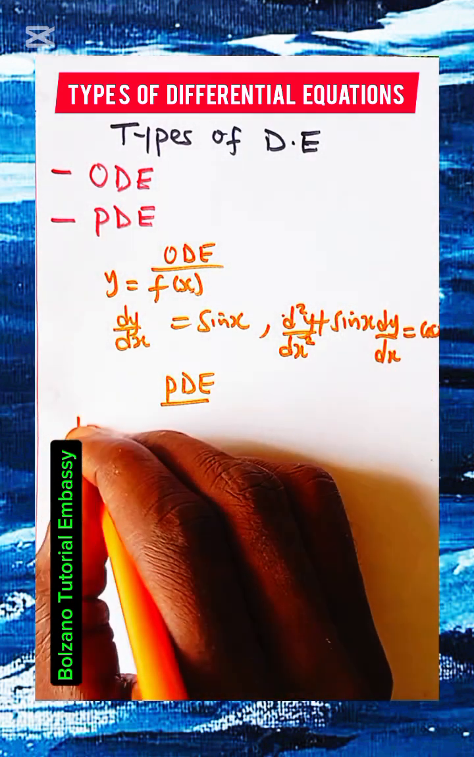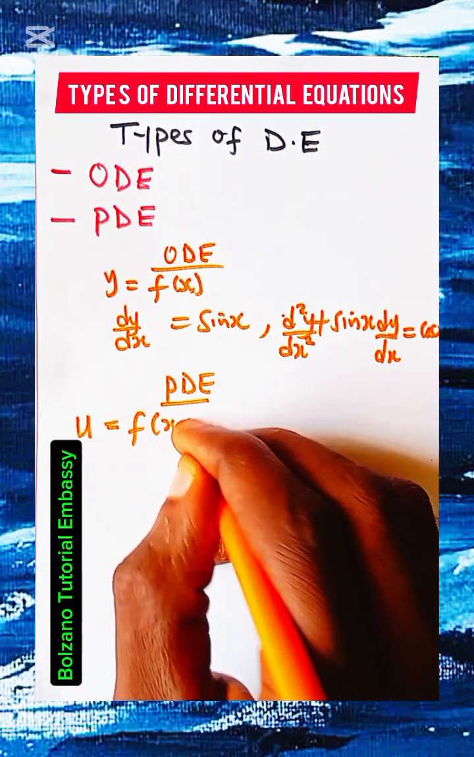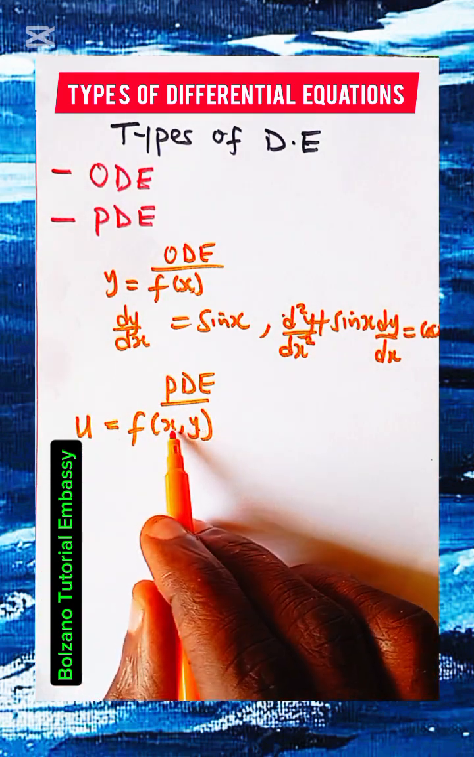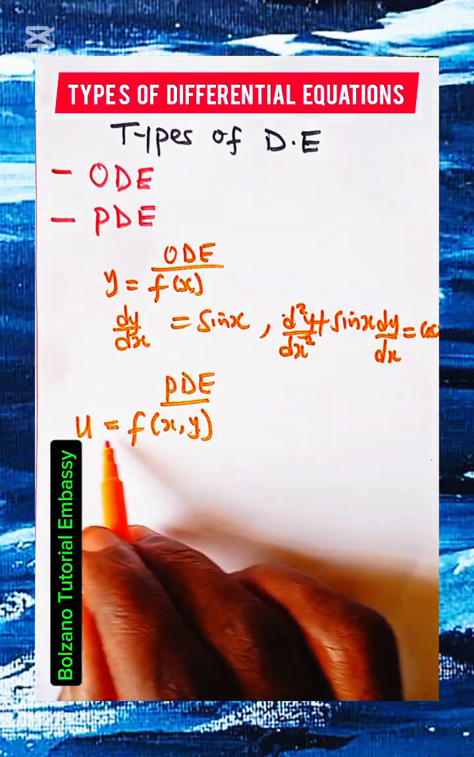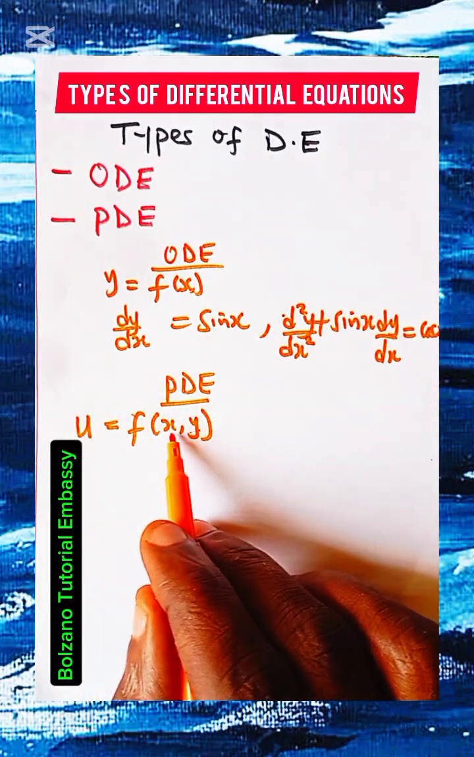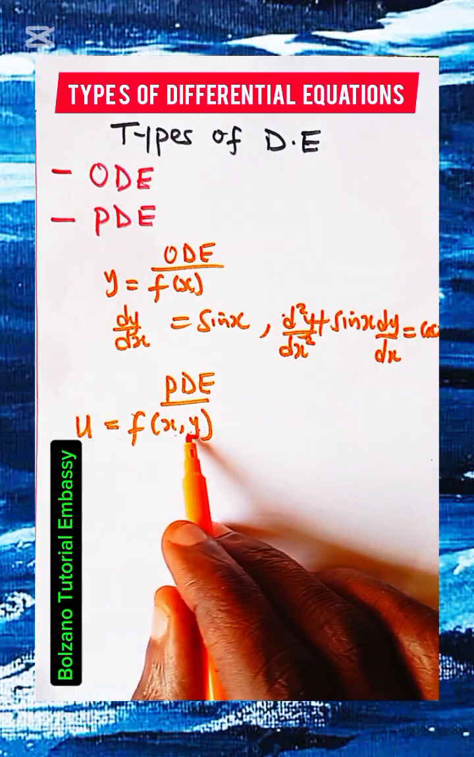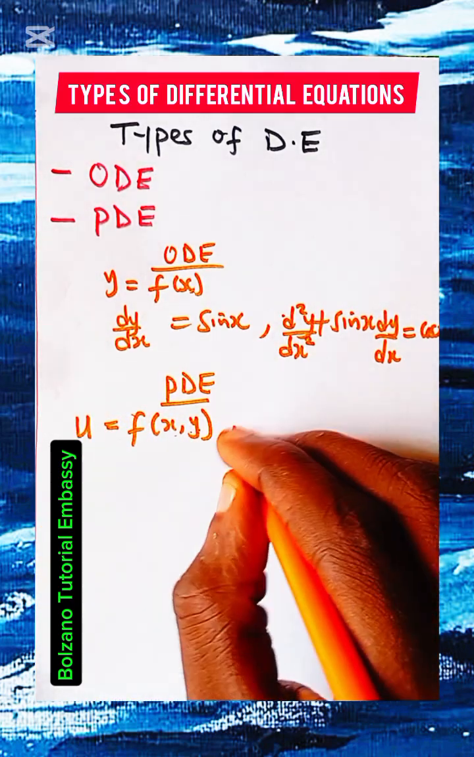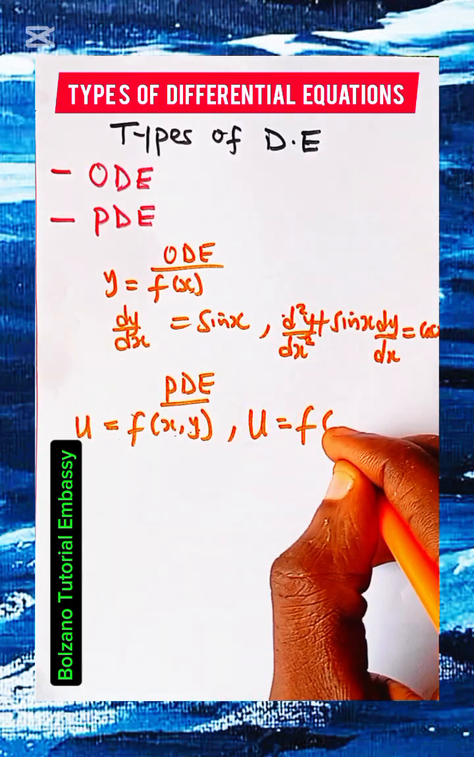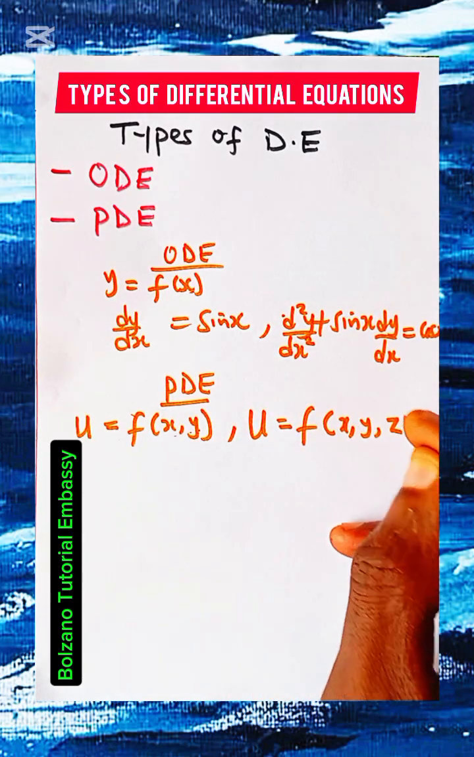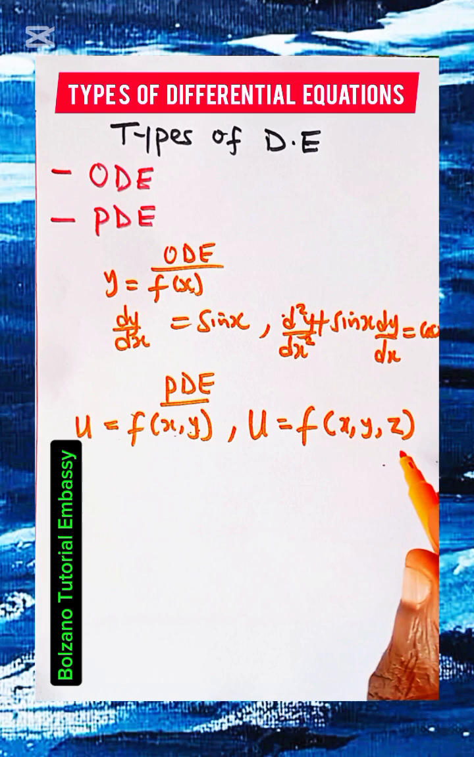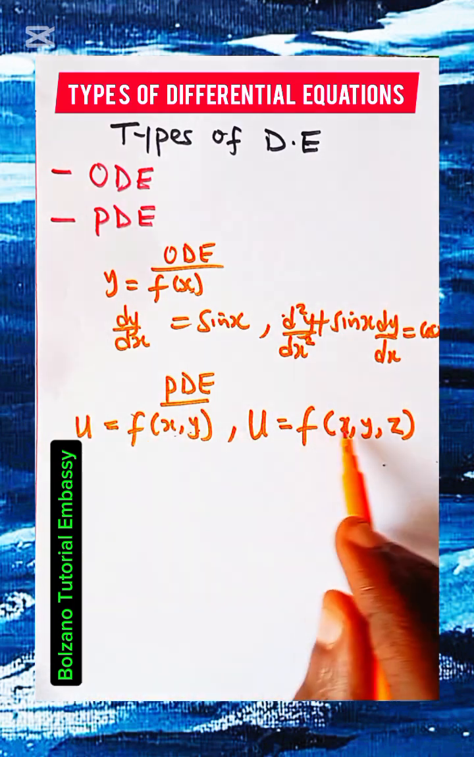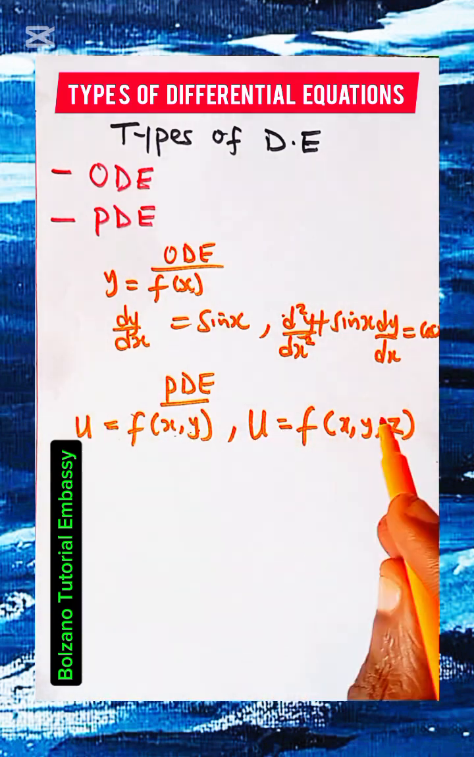So if you have a function, say u equal to f of x comma y, where x and y are the independent variables and u is the dependent variable, this function depends on two variables. We can also have u equal to f of x comma y comma z. We have three independent variables here. So when we are differentiating this, we differentiate partially with respect to each of the variables.